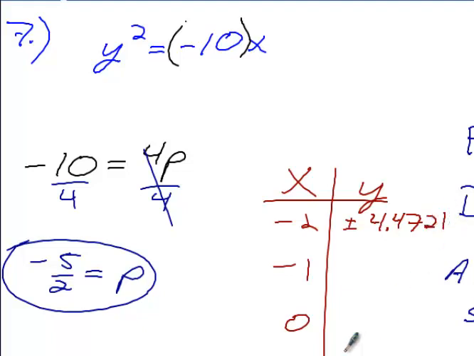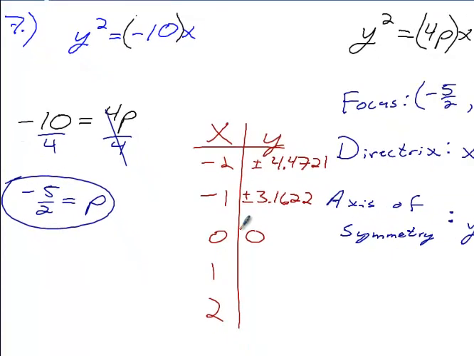All right, plug in a negative 1. What's negative 10 times negative 1? Positive 10. What's the square root of 10? 3.1622. All right, plug in a 0. What's negative 10 times 0? What's the square root of 0? Okay, plug in a 1. What's negative 10 times 1? Square root of negative 10? Does not exist, right? Can we square root a negative number? No. Plug in a 2. What's negative 10 times 2? Negative 20, so the square root of that does not exist.